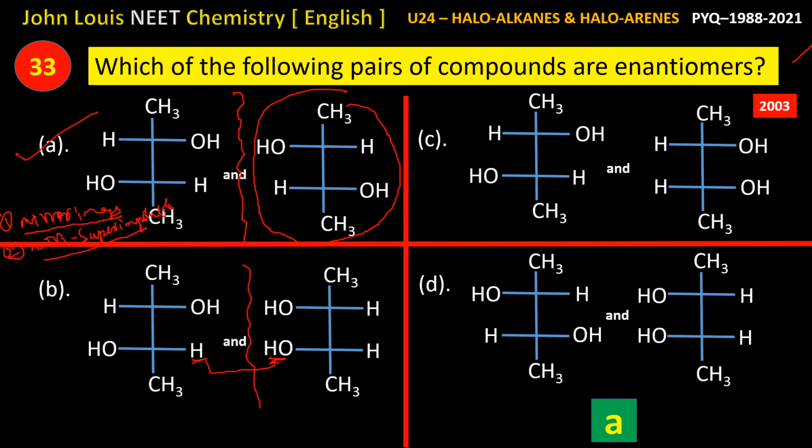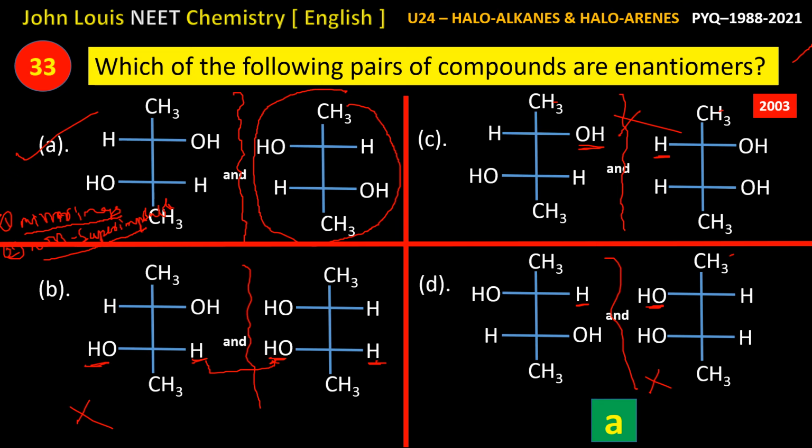Here it is OH. See, here it is OH, here it is H. Therefore, it is not a mirror image. Therefore, we need not go to the second condition. It cannot be enantiomers. Okay, third option, again you put a mirror here. CH3. Here it is OH, here it is H. So it is not the same. Therefore, it cannot be mirror images. Therefore, it is also ruled out. And option D, CH3. Here it is H, here it is OH. So it cannot be mirror images. Therefore, this is also ruled out.